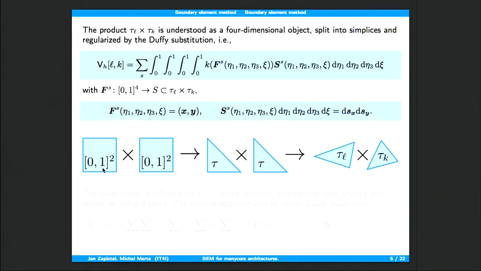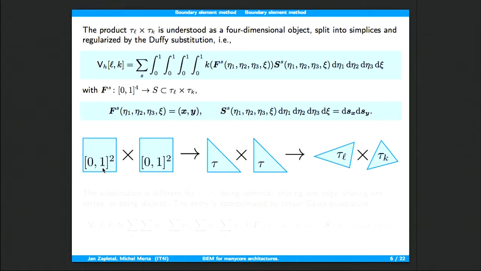quadrature, which is based on a series of transformations. So what you do is you take the product of the triangles, you understand this as a 4D object, and you split it into a couple of simplices. In this way, you move the singularity to the vertex of the simplices, and then you can use the so-called Duffy substitution, which renders the integrand analytical. So at the end, you end up with a smooth function here, and you integrate over a 4D hypercube, and you have to sum over all of the simplices.